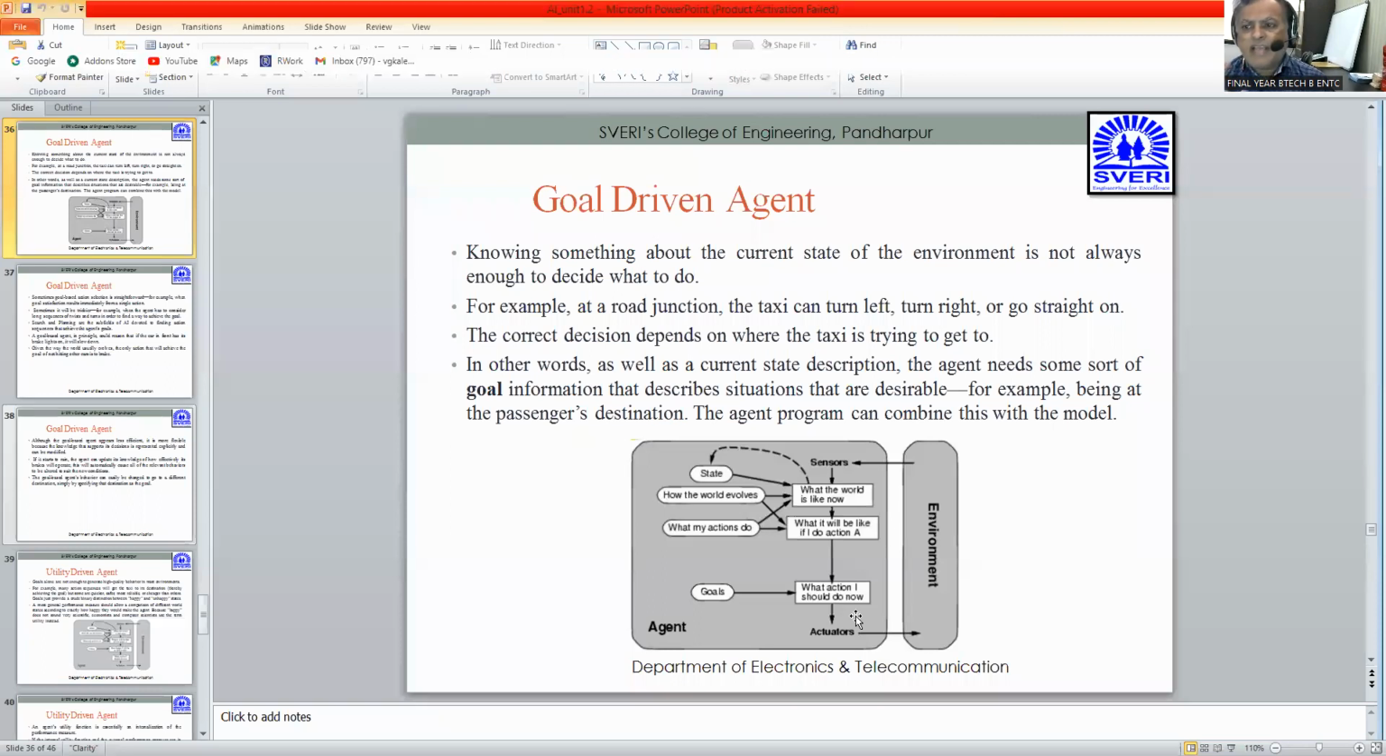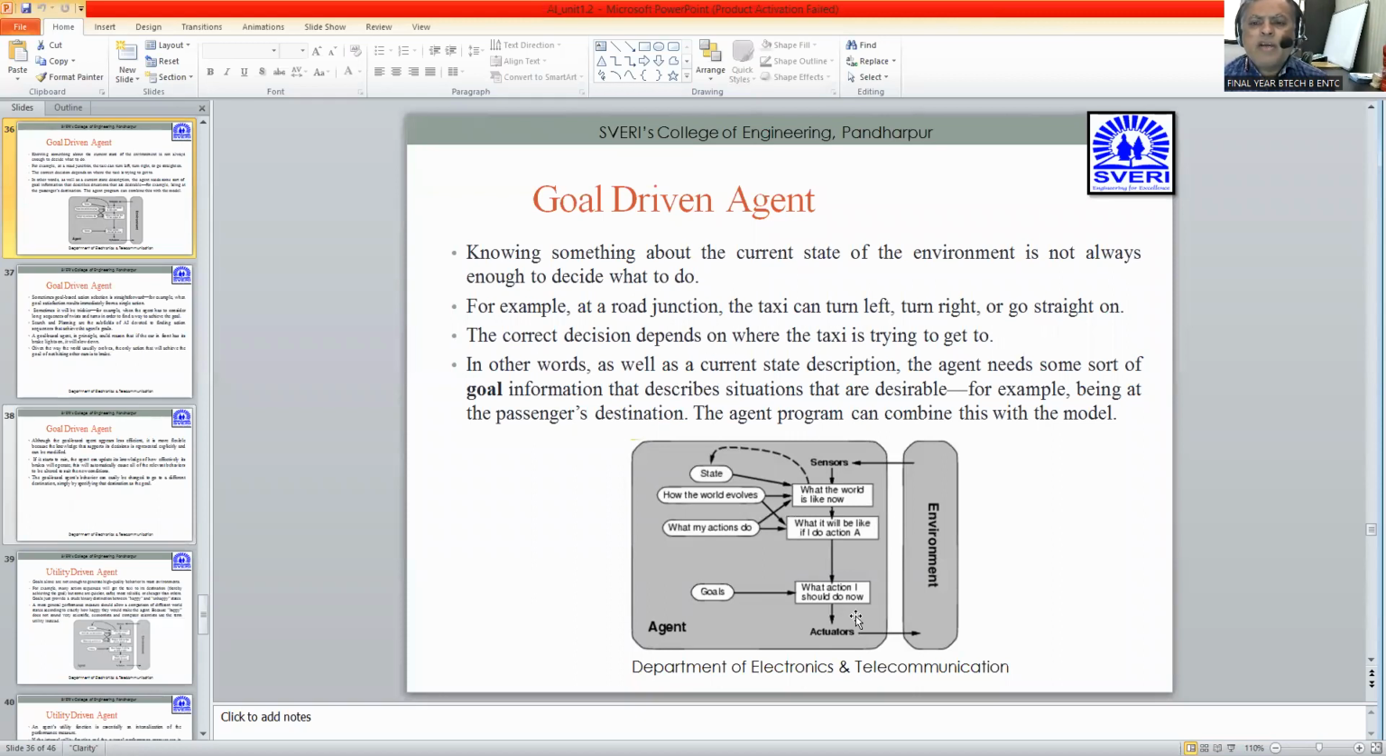The sensors and actuators are part of the agent, which we have already seen in the reactive and deliberative agent. The information is collected. This information will let you know how the world evolves. That will be the background of it. What the world is like now will be the internal state that will give you the recent or the current scenario of the information. And if I take an action A, what will it look like? So based on that, what action should I do now? That is what the goal is. So this is actually the goal-driven agent.